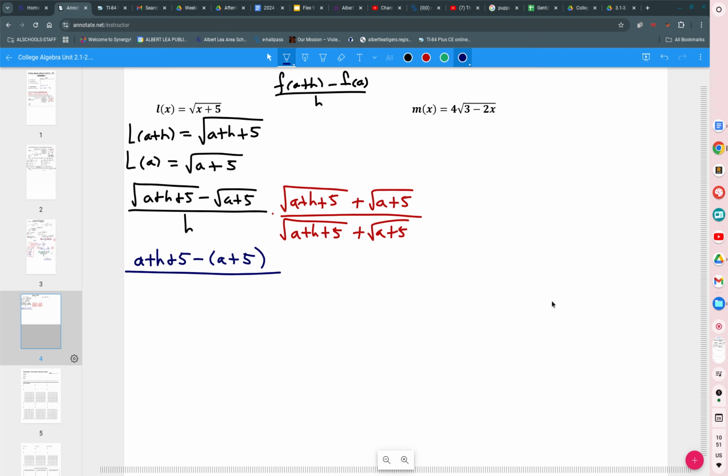Question? No. Okay. On the bottom, we have h, and then we have all this stuff. Now, this is really kind of bulky. It doesn't look very pretty. Don't worry about it. Just let it come along for the ride.